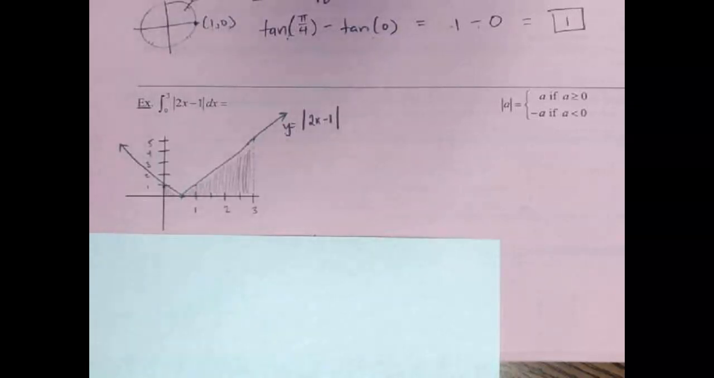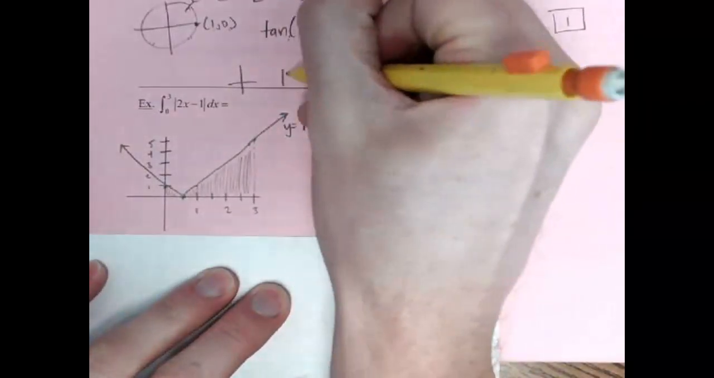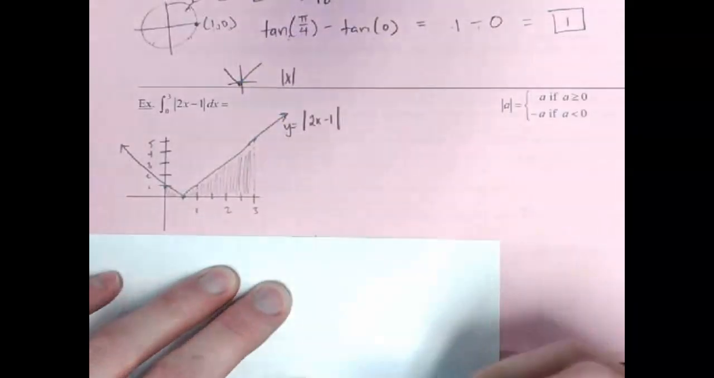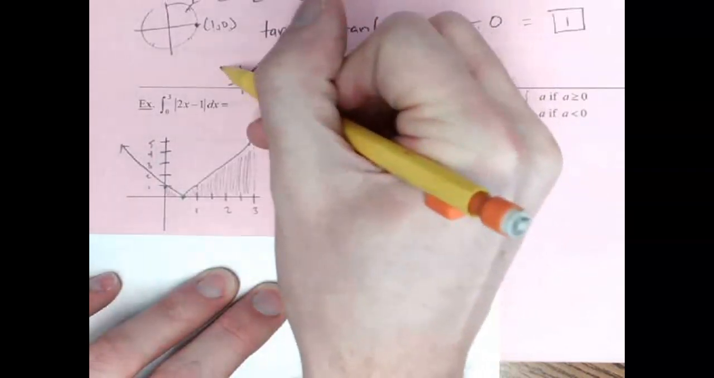And here we see we have an absolute value function, which, if you remember your pre-cal skills, looks kind of like a V. Your typical absolute value function is a V. It's got that vertex at the origin. The slope of the right side is a positive one. The slope on the left side would be a negative one.